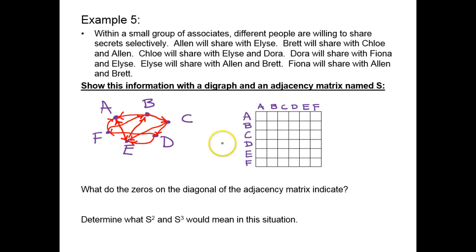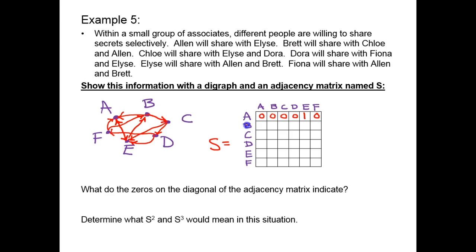So as I make the adjacency matrix for this digraph and we name it S, probably the easiest thing to do is go back to the words. I could get the information from my graph, but it's a little bit crazy in there. And they really give us all the information very clearly here in words. Alan will share with Elise. So Alan sharing with Elise would be a 1 right here. Alan doesn't share with anybody else. So that means we have zeros everywhere else.